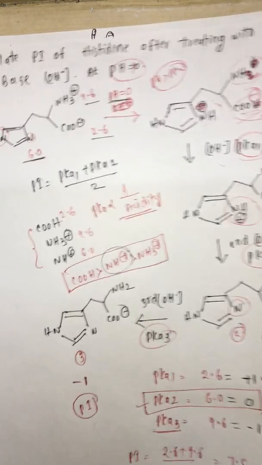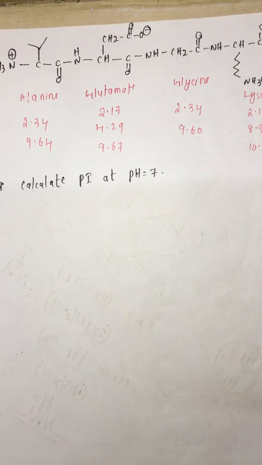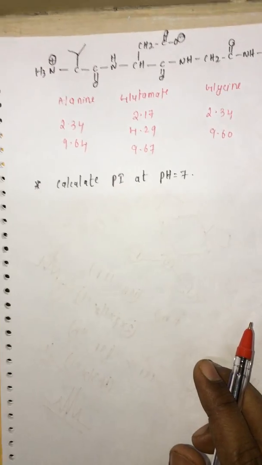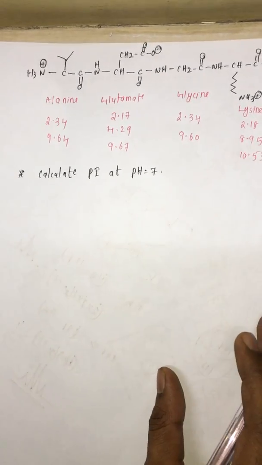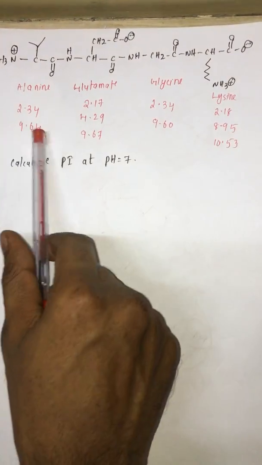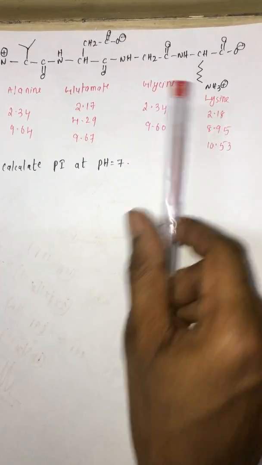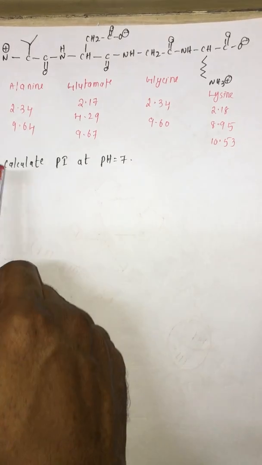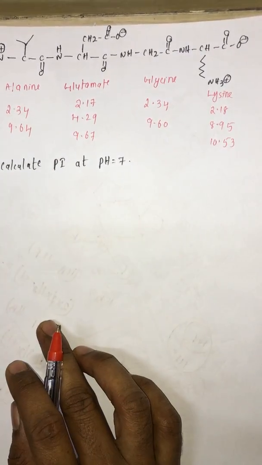And next, here we have a tetrapeptide. Here we have glycine, alanine, glutamate, glycine and lysine. Okay, and they asked us to calculate the pI value at pH 7.